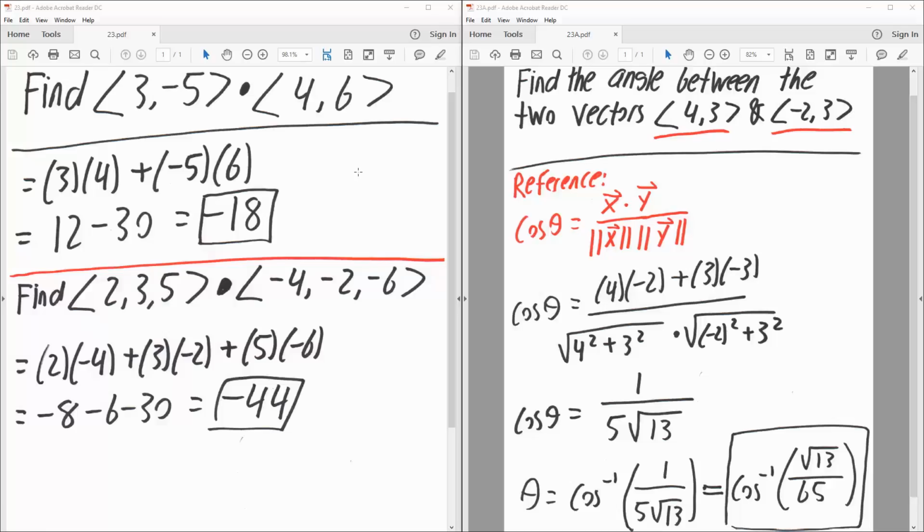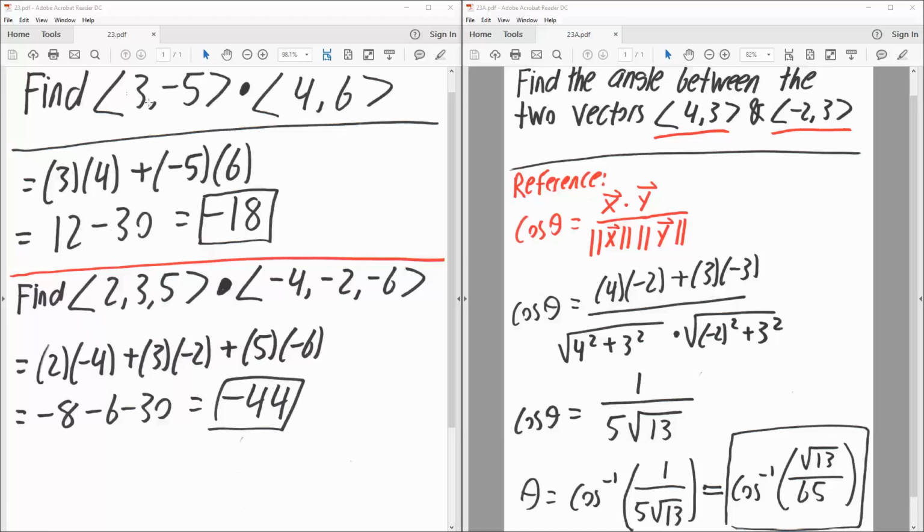In this video, we will solve dot product problems. So we want to find the dot product of vector 3, negative 5 and vector 4, 6. And in order to get the dot product, we are multiplying x1 times x2 plus y1 times y2.